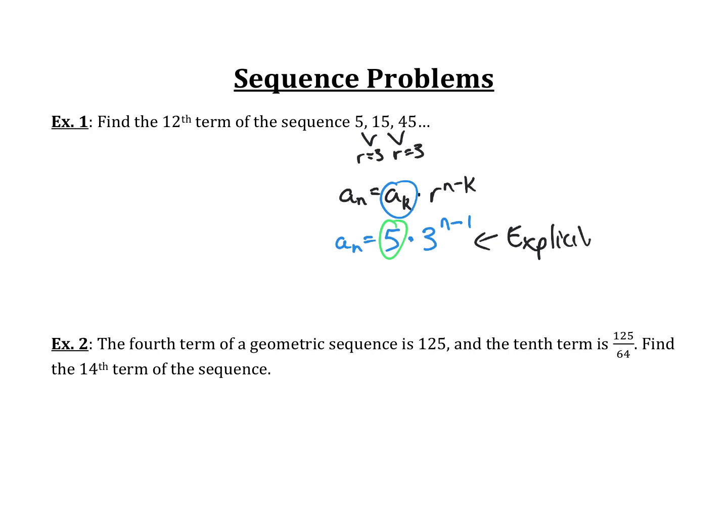So, explicit formula. Now to find the 12th term, you'll need a calculator for this for sure, so have your calculator handy. A sub 12 would just equal 5 times 3 to the 12 minus 1, 12 minus 1 being 11. So 5 times 3 to the 11th. I'll give you a second to do it on your calculator.